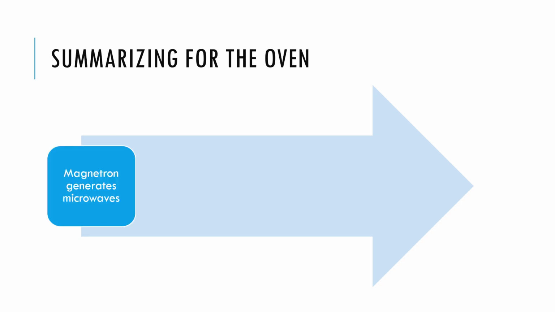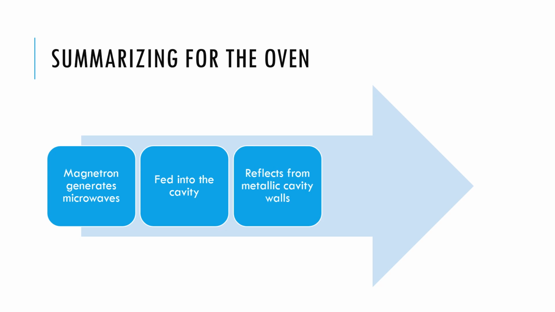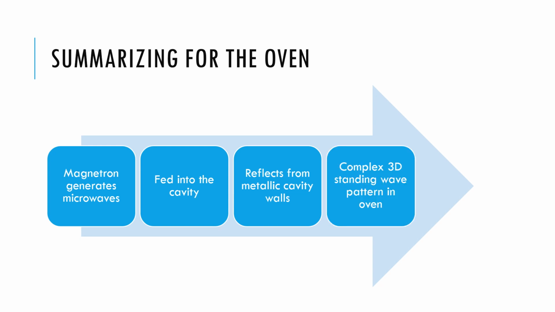So we looked at this kind of qualitative description that the magnetron generates the microwaves, and those waves are fed into the cavity that is the microwave oven, and the waves then reflect from the 6 metallic walls of the cavity, and the reflected wave and the incoming wave form complex 3D standing wave patterns in the oven that make the electric field fundamentally non-uniform, and we saw pictures of that.